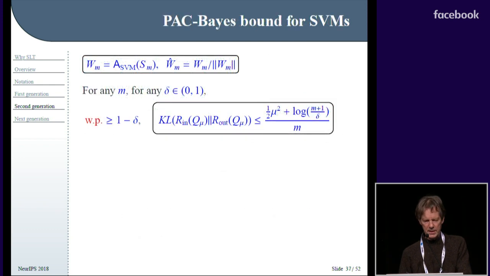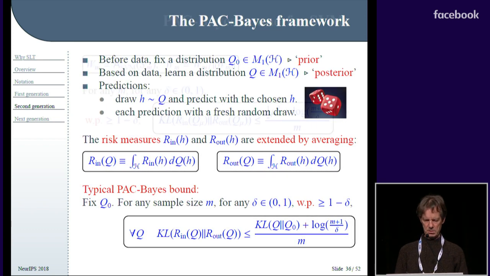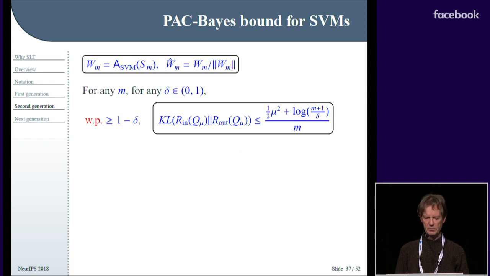And let's now think about applying it to SVMs. So we think of the weight vector output by an SVM. First, normalize it, so divide by its norm to make a unit vector in the same direction. We're thinking here of SVMs without a threshold, so think of threshold 0 SVMs. Then for any m and any delta, with high probability, the KL divergence between this in-sample error distribution, the right-wrong distribution, and the out-of-sample right-wrong distribution is less than or equal to a half mu squared plus log of (m plus 1) over delta, divided by m.